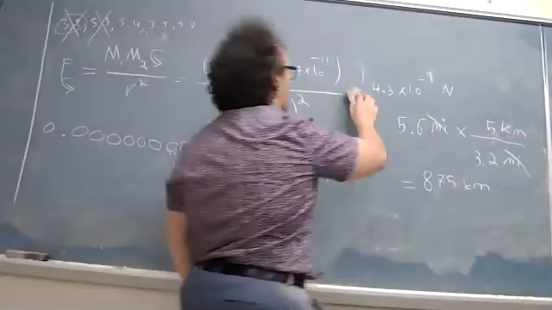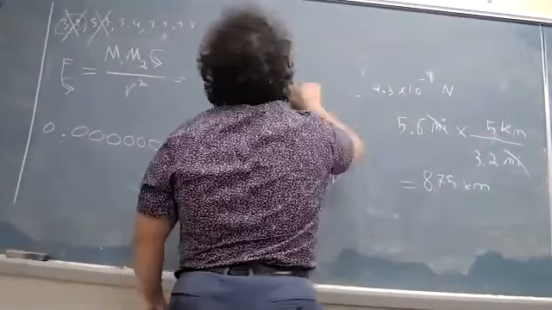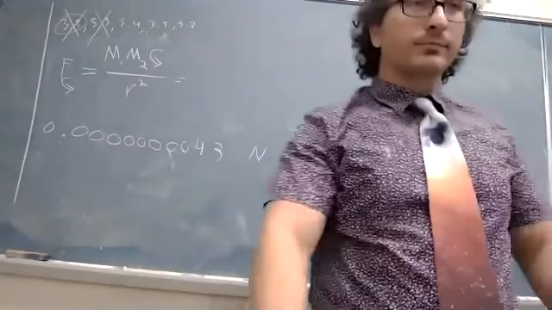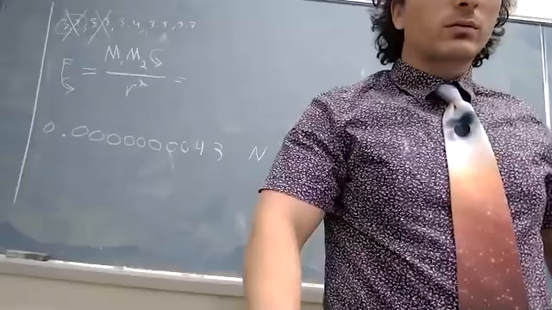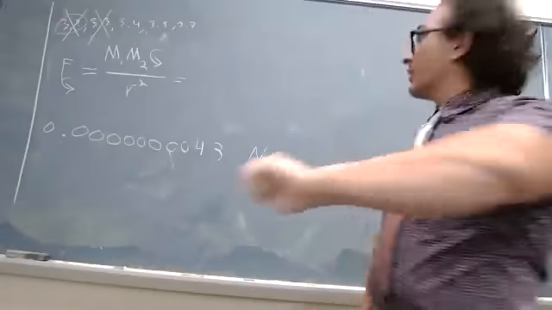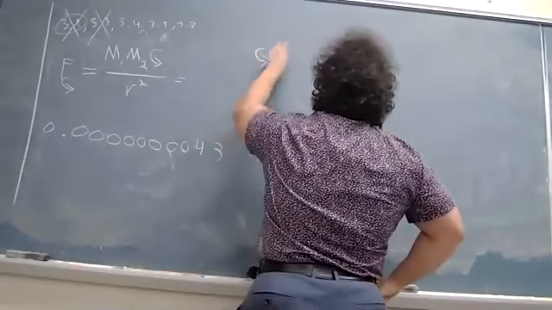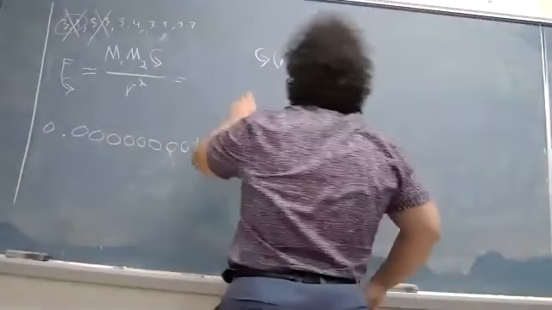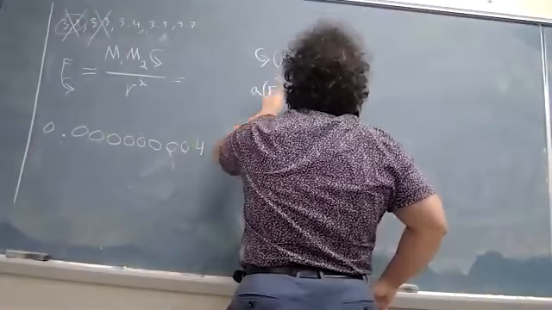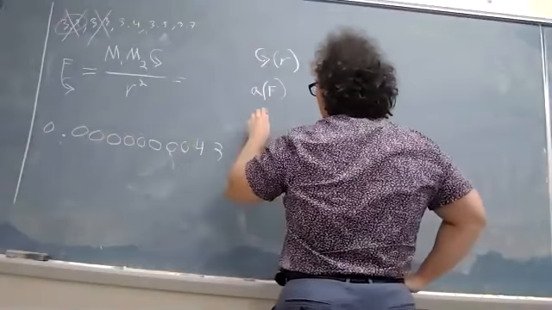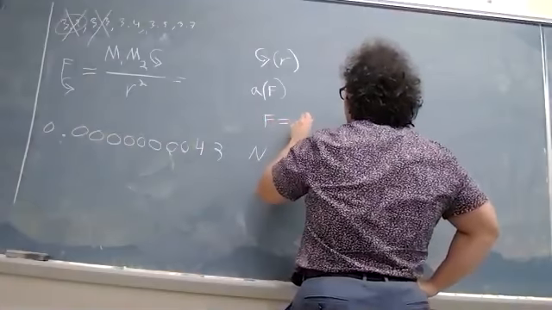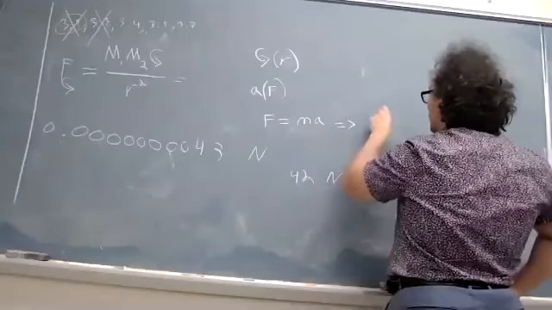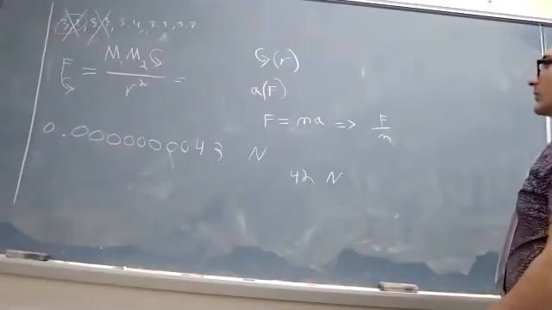But how does this relate to function composition? Let's say we have some function g of r. Then let's say we have some function a of f, where a stands for acceleration. We know that force is equal to mass times acceleration. So this implies that acceleration is really force divided by mass.